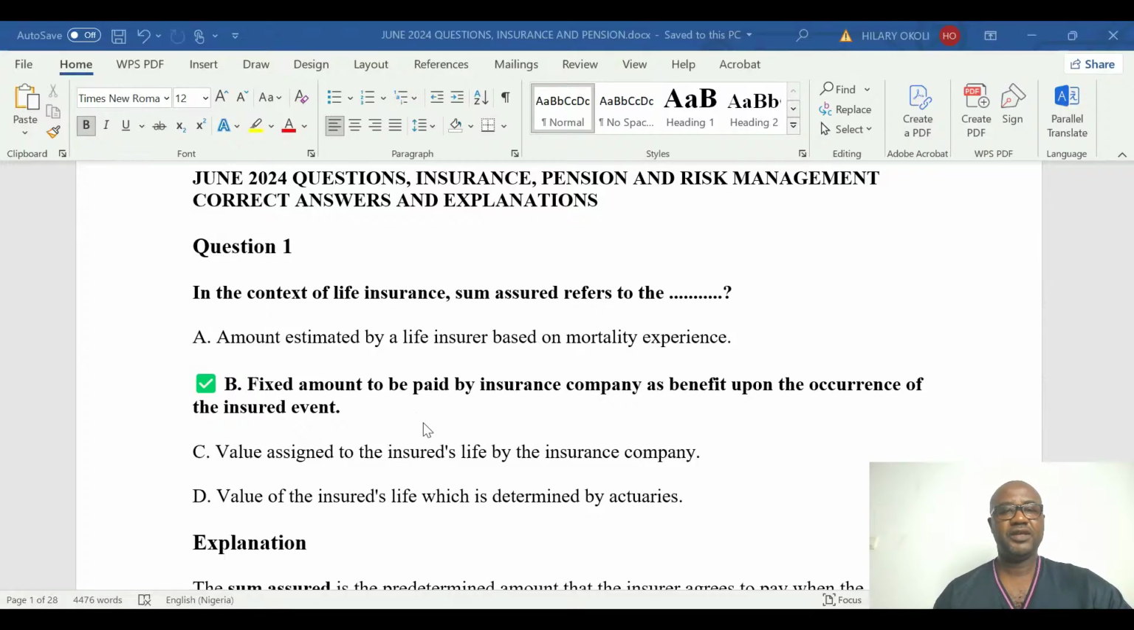Let's look at today's revision. It is a continuation of yesterday, but this is the June diet for 2024 on insurance, pension, and risk management. So we have on the slide the correct answers, and we have provided a short explanation for ease of understanding. So let's begin.